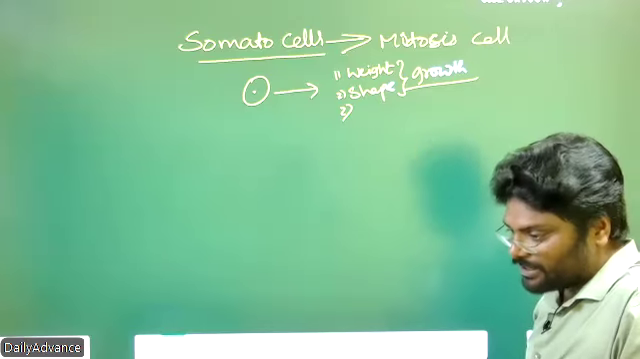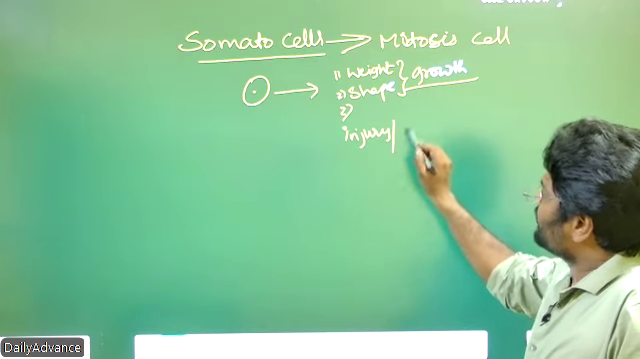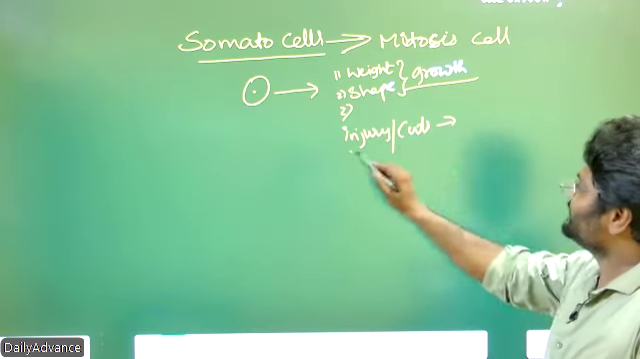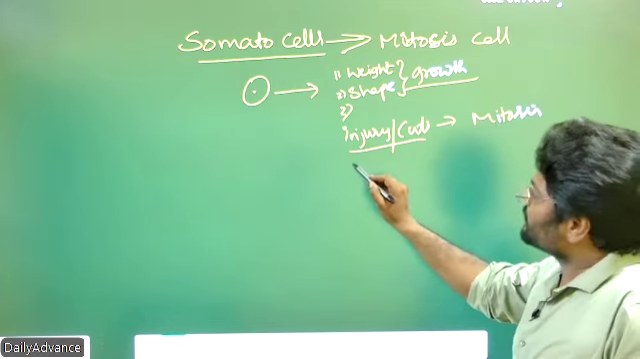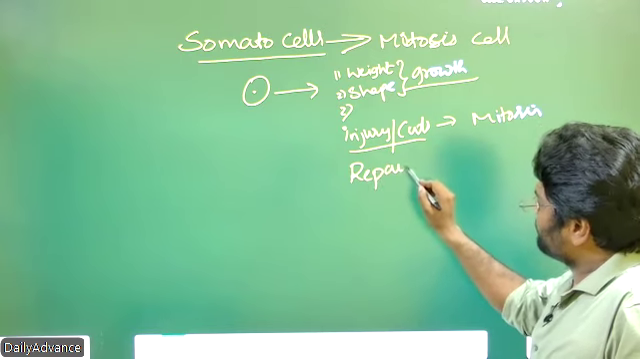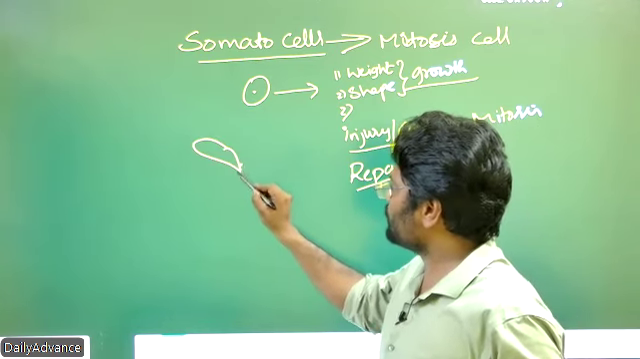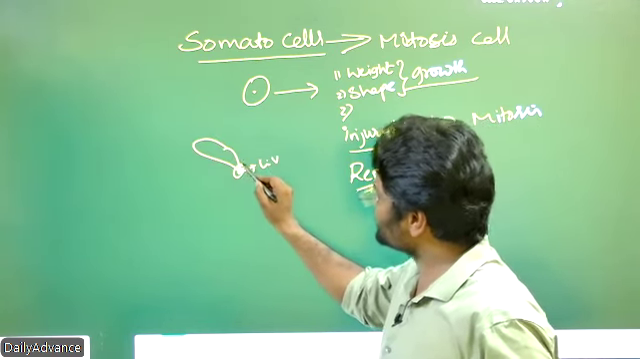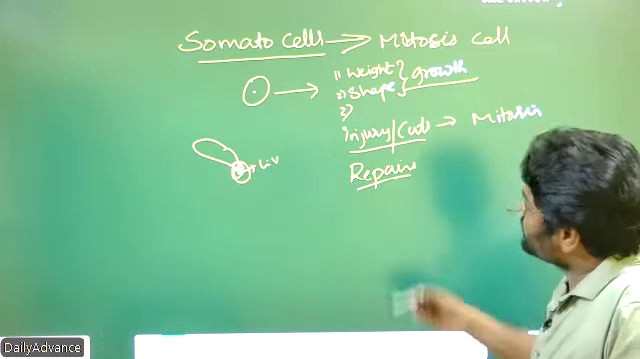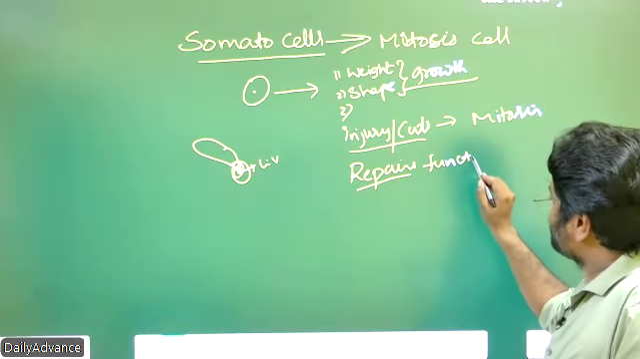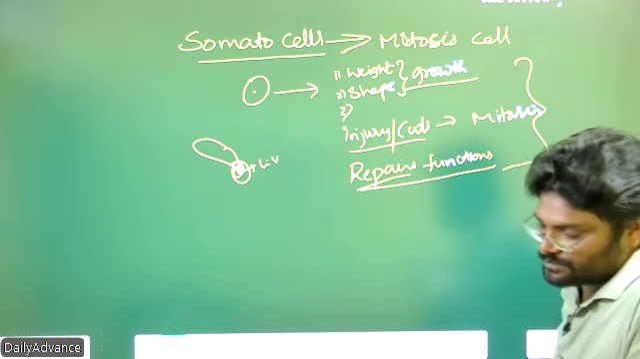If an individual's body undergoes any kind of injury or cuts, that is healed by mitosis cell division. And any kind of repairs inside the body. Suppose there is a loss of a small portion in the liver, this portion regenerates again. That is called repairing of the liver. That is called repairing functions. So repairing functions are all performed in our body through mitosis cell division.